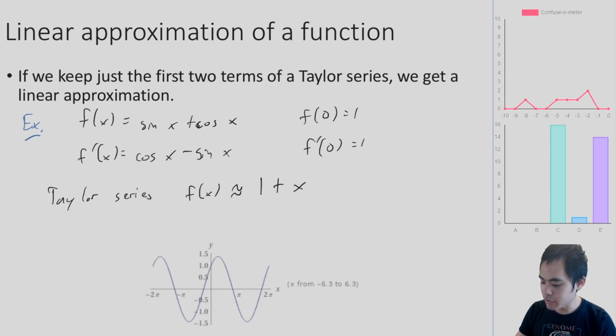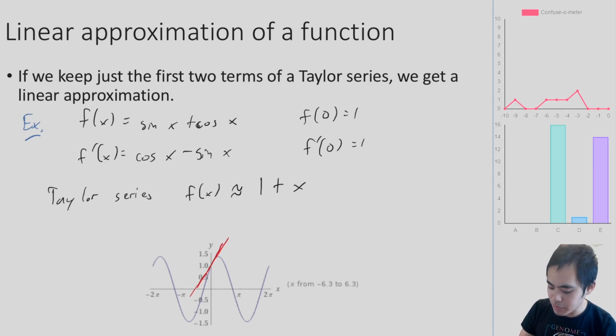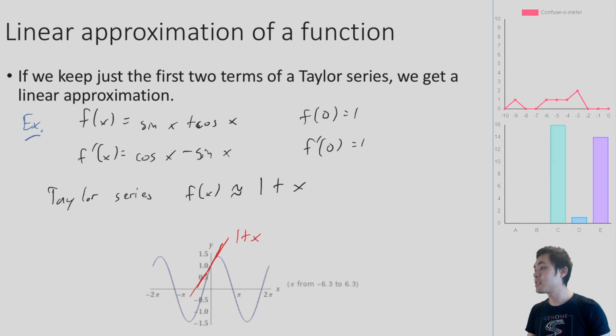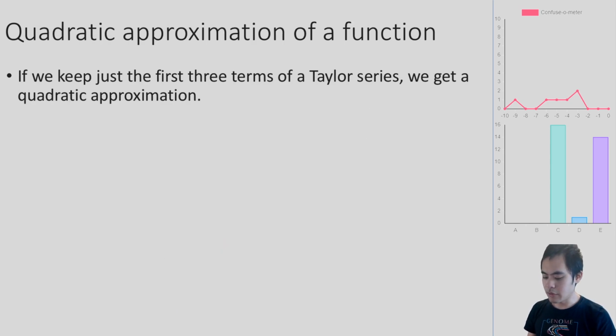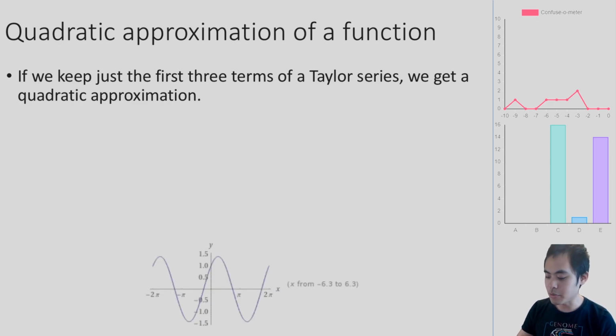And when we draw this out, what you end up getting is a straight line. So that is 1 plus x. And so you see your approximation is getting better as you add more terms. If we keep on going, we can get a quadratic approximation if we keep the first 3 terms.